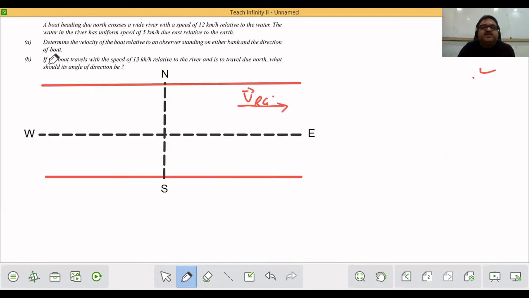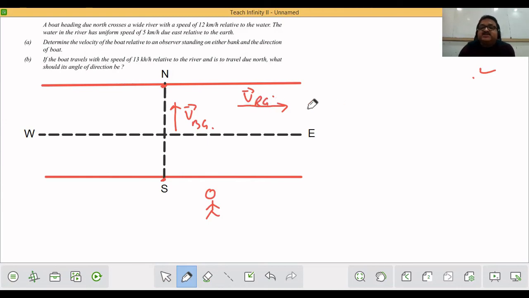Okay, now look at the second part of the problem. If the boat travels with the speed of 13 km per hour relative to the river and is to travel due north, it means the boat needs to move from this point to this point. Clear? That means, to the observer on the ground, the velocity of the boat must be along this direction. So the question is, what should be the angle of direction B then?